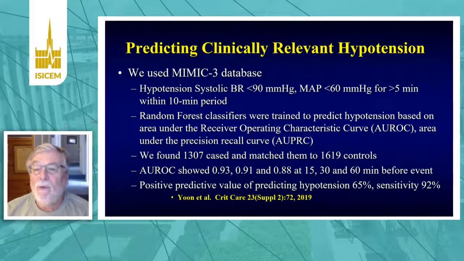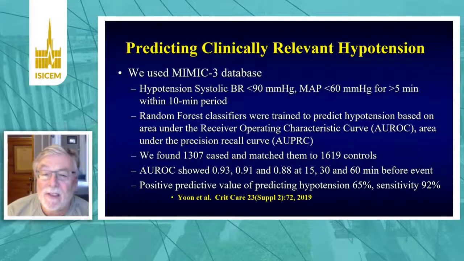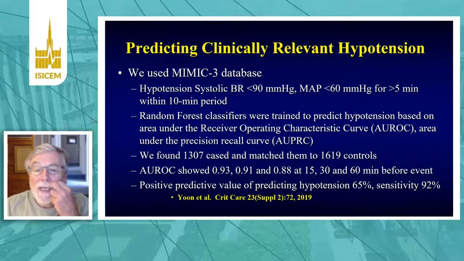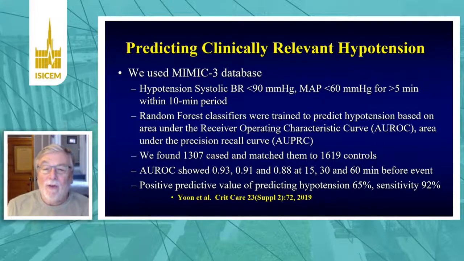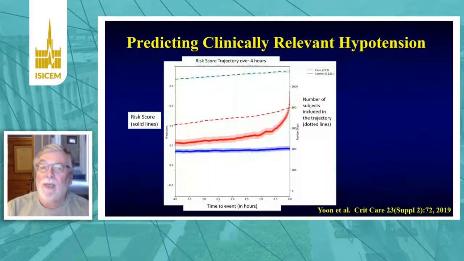We used the random forest classifier and receiver operator characteristics, area under the curve, and precision recall characteristics. We were able to, in the MIMIC3 database, identify 1,300 patients and match them to 1,600 controls. And in all cases, our positive and negative predictive values were excellent. This paper is under submission for publication.